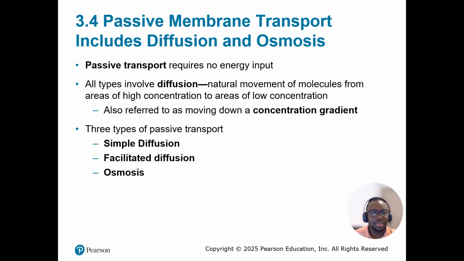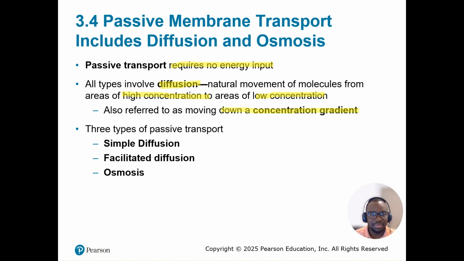We start with passive transport. Passive transport requires no energy input, and all types of passive transport require diffusion. Diffusion is the movement of substances from a region of high concentration to a region of low concentration. This is also described as movement down a concentration gradient.